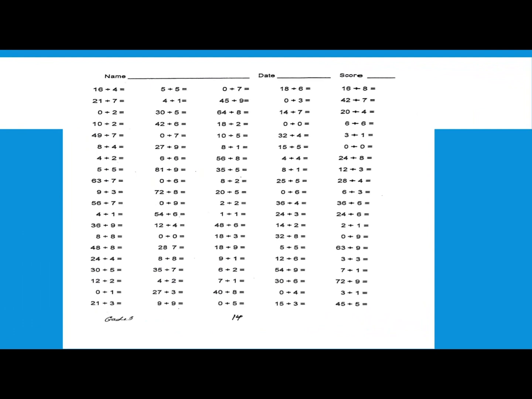Wow, now there is a very good exercise for you. There's a worksheet. 16 divided by 4 is how much? Tell me children, it is 4. 21 divided by 7 is equal to 3. So this way mental maths must be done. Orally you must do this.